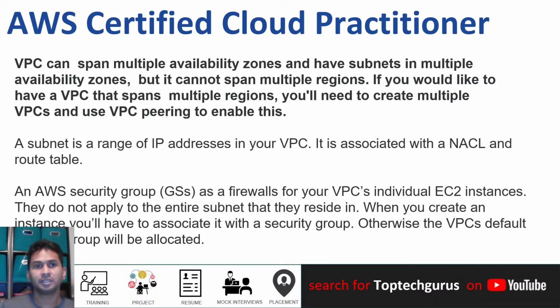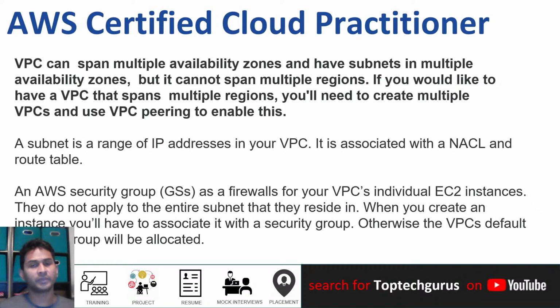A VPC can span multiple availability zones. For each availability zone, you can have subnets, but a subnet cannot span multiple availability zones. Similarly, a VPC cannot span multiple regions. So if you have a two-region solution, you'll have to have at least one VPC in one region and another VPC in another region. So you'll have two VPCs.